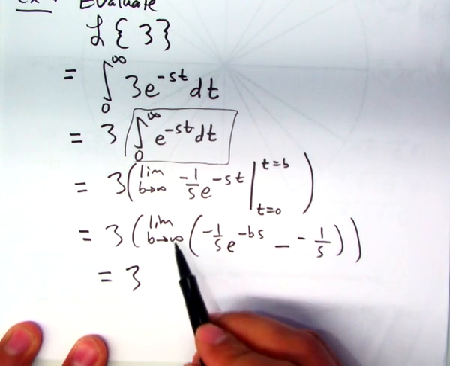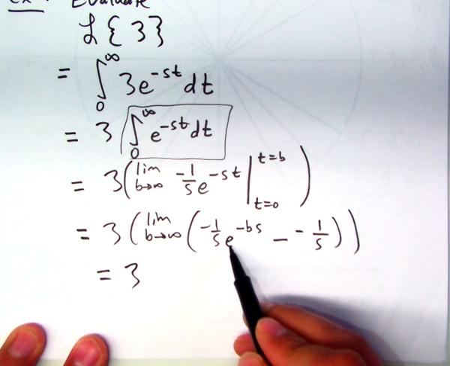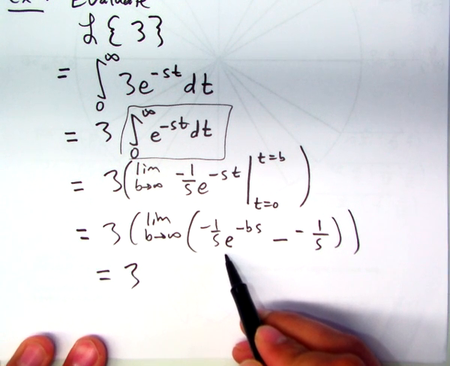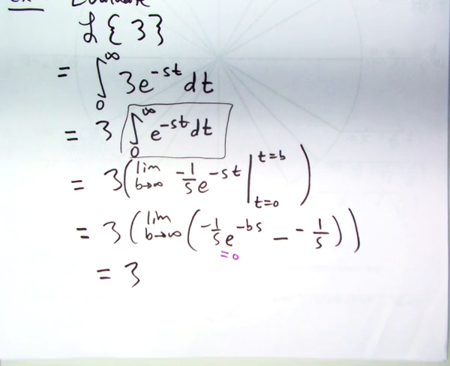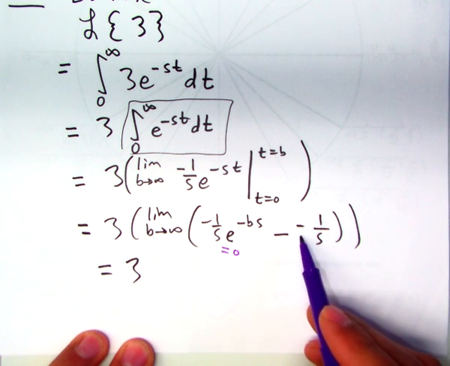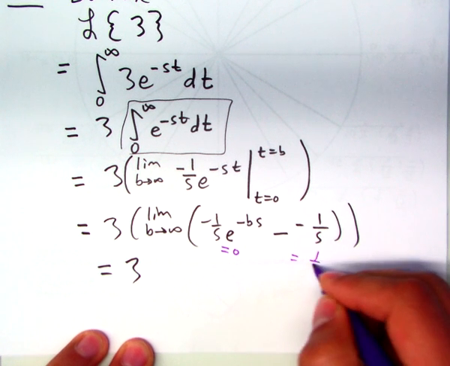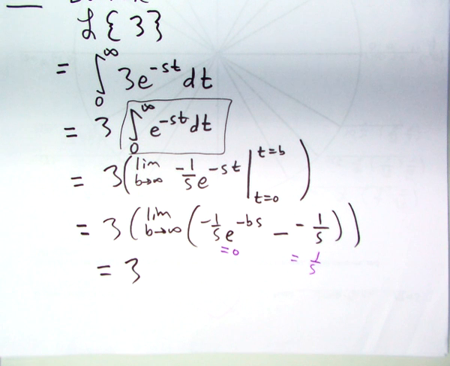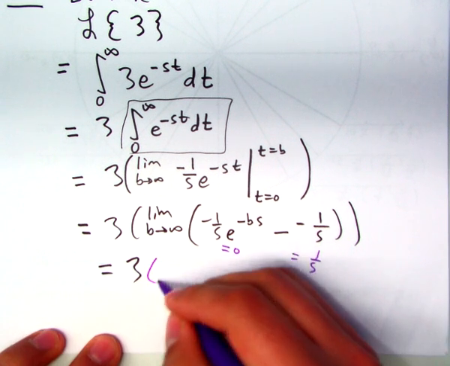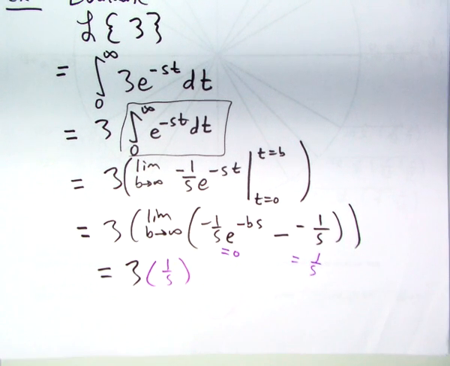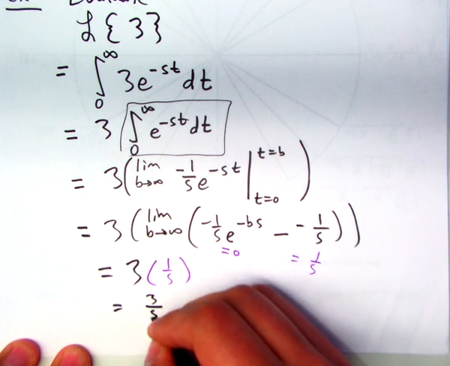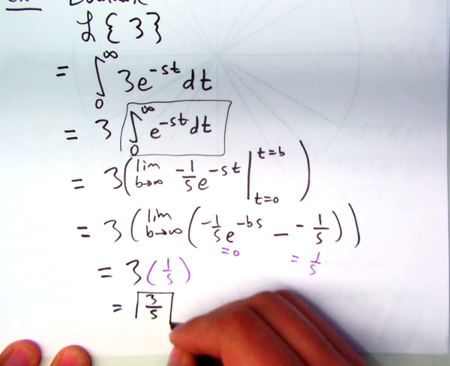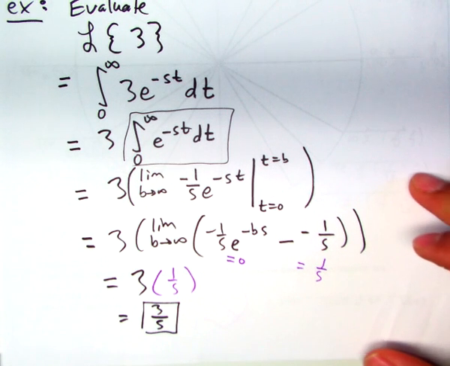If I take the limit as b goes to infinity of this term here, what do we get there? That's just 0. Good. And the limit as b goes to infinity of positive 1 over s, well, there's no b there, so we just get 1 over s. So as we take the limit, we get 1 over s, and 3 over s would be the result of the Laplace transform of 3.